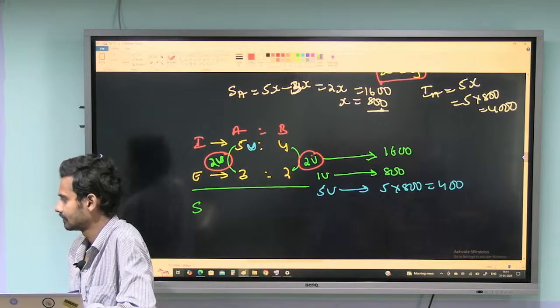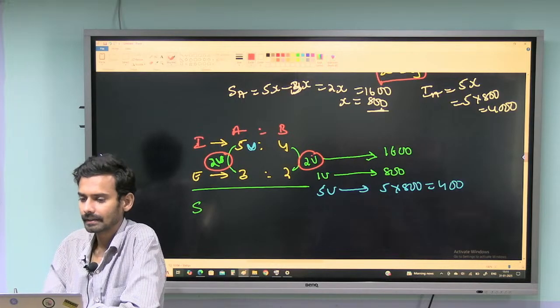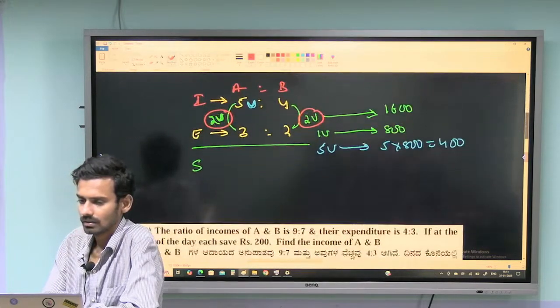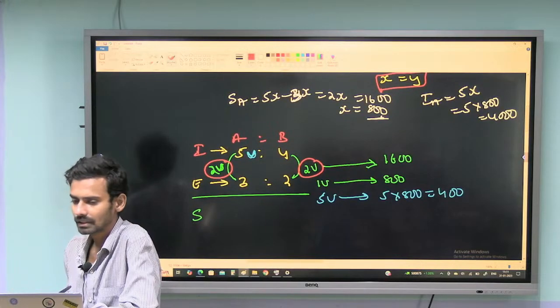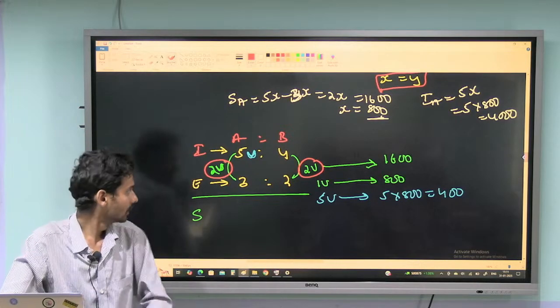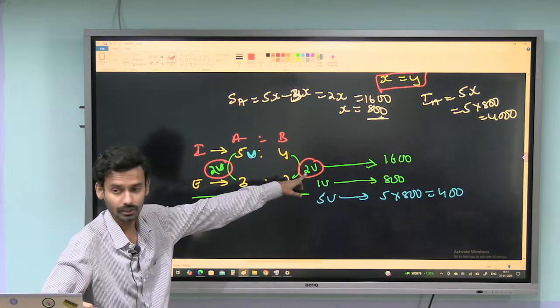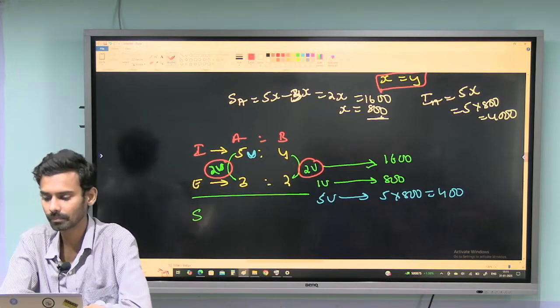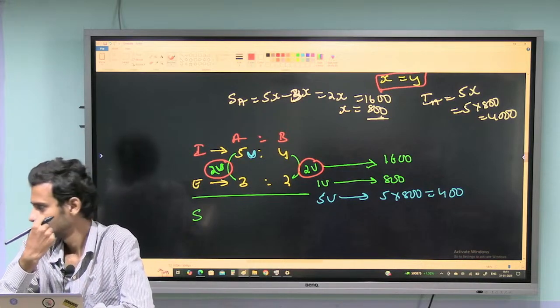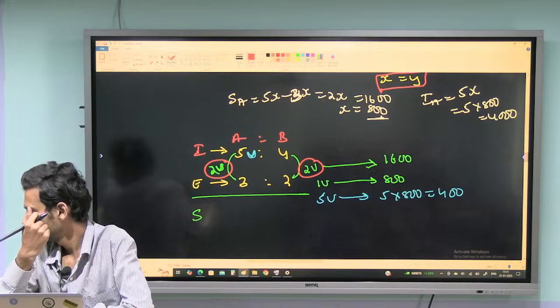Is this clear? See, in the previous basic method I did a lot of calculation, isn't it? So this is the short trick, but remember it will not be applicable always. It will be applicable only if the difference is equal, and according to the question the savings should be equal. Only then you need to apply this. Getting this? Respond in the chat box quickly.